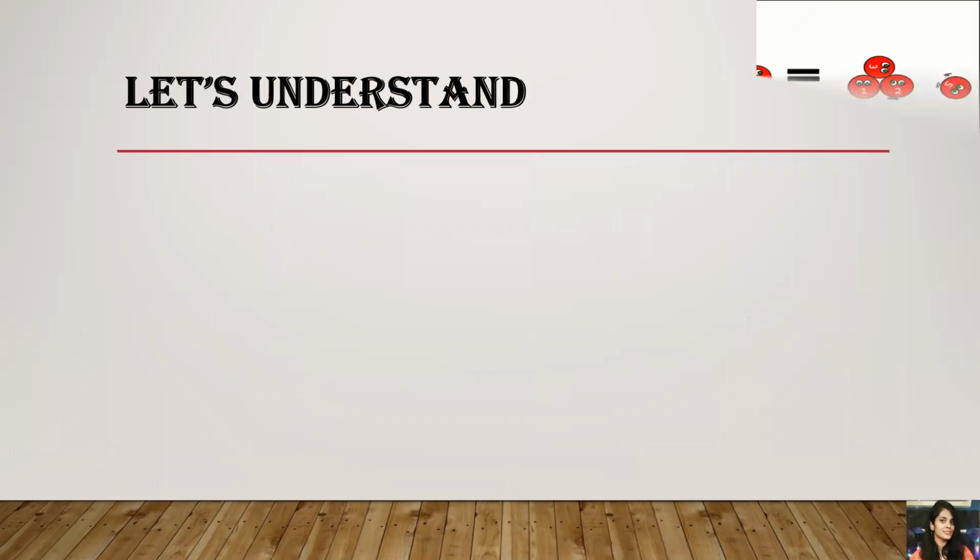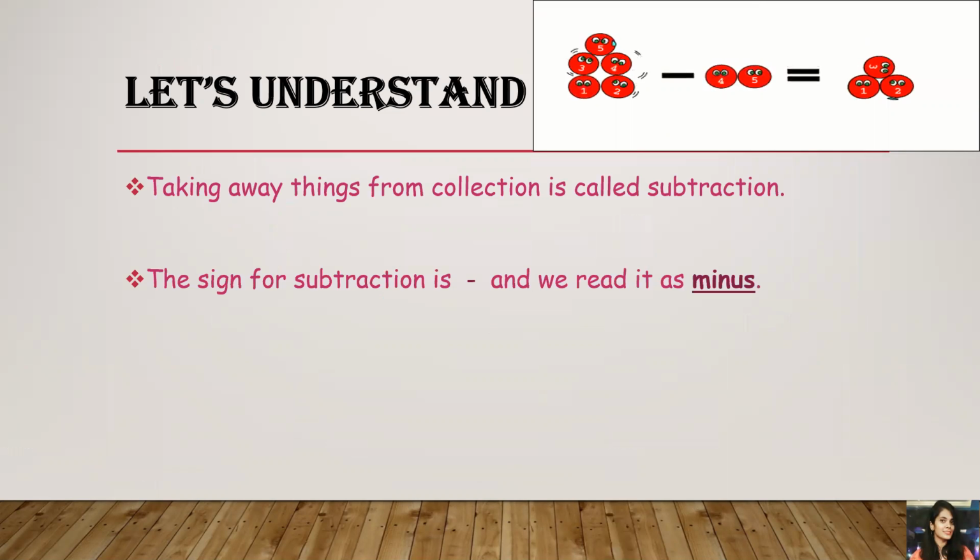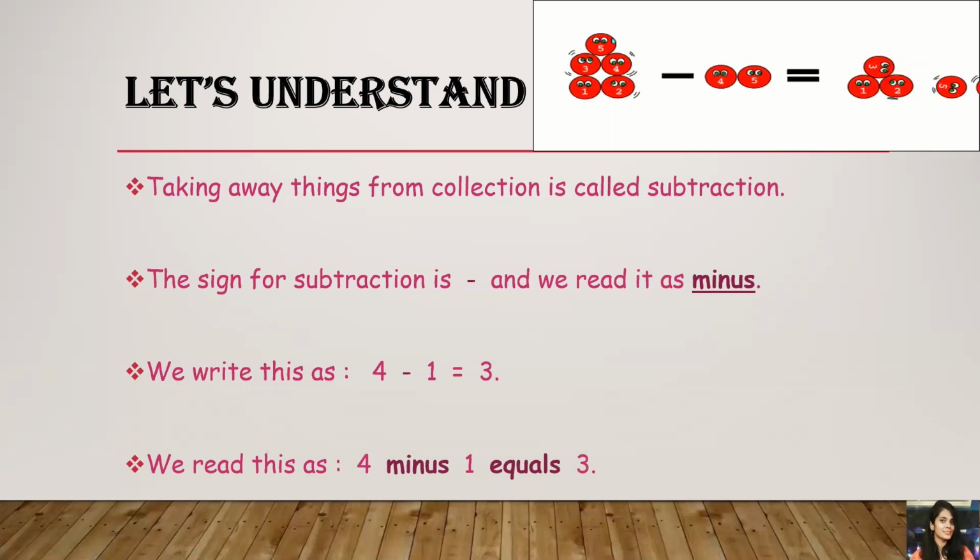Let's understand. Taking away things from a collection is called subtraction. The sign for subtraction is minus, and we read it as minus. We write this as 4 minus 1 equals 3. We read this as 4 minus 1 equals 3.